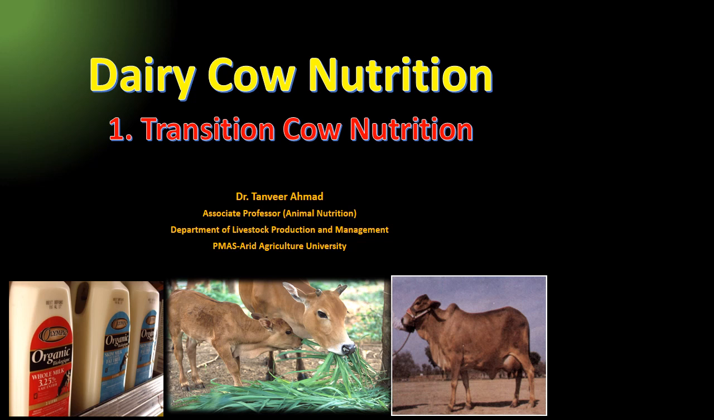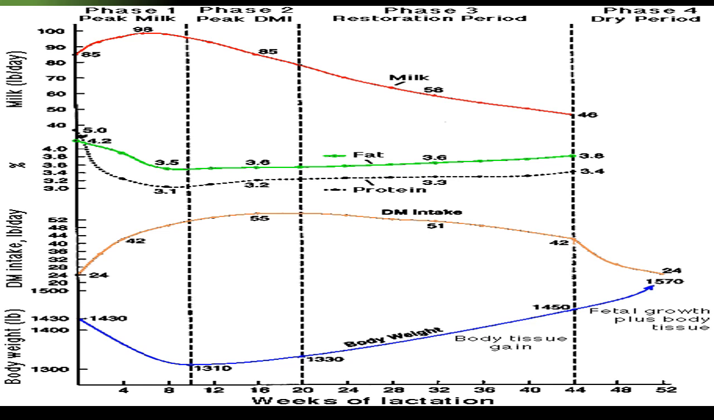In this video, I will discuss dairy cow nutrition. The feeding management and nutrition of dairy cattle will be discussed in this video. The dairy cattle production cycle is divided into different phases because the nutrient requirements are different in each phase due to differences in milk yield, dry matter intake, and then the restoration of the body, and then coming the dry period. If you look at this slide, the production cycle is divided into four phases.